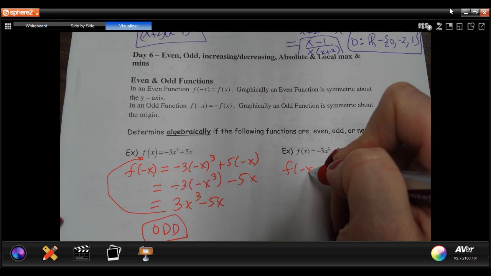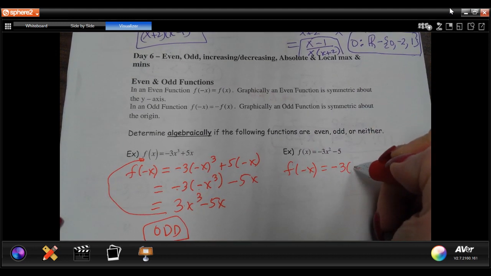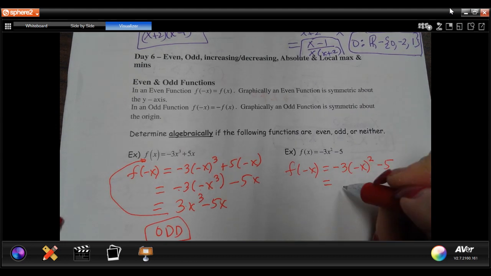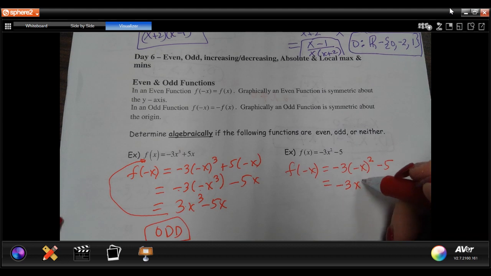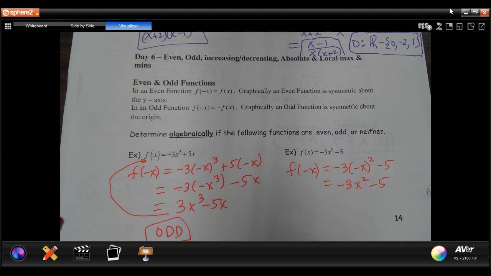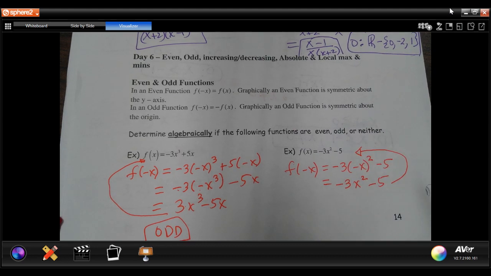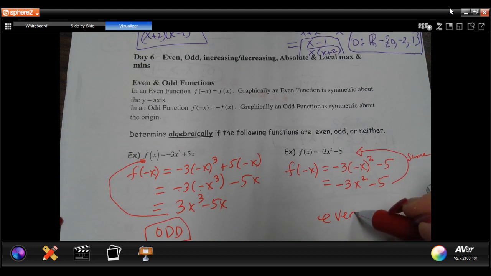If I do f of negative x here, negative 3, negative x squared minus 5, that's negative 3 times positive x squared minus 5. Negative squared is positive. This is the exact same thing that I started with. It's the same. So it's even.